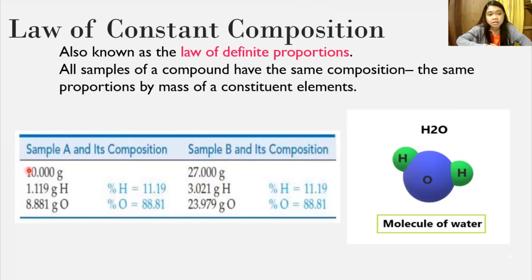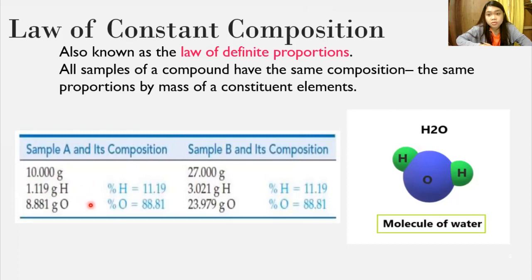So the total is that we have 10 grams of sample A. In order for us to calculate the proportion by mass, or its percent composition by mass, we need to calculate per element. So for percent hydrogen, you need to divide this amount by the total and then multiply it by 100 for us to get its percent composition by mass. When we do that, we calculated it as 11.19%.